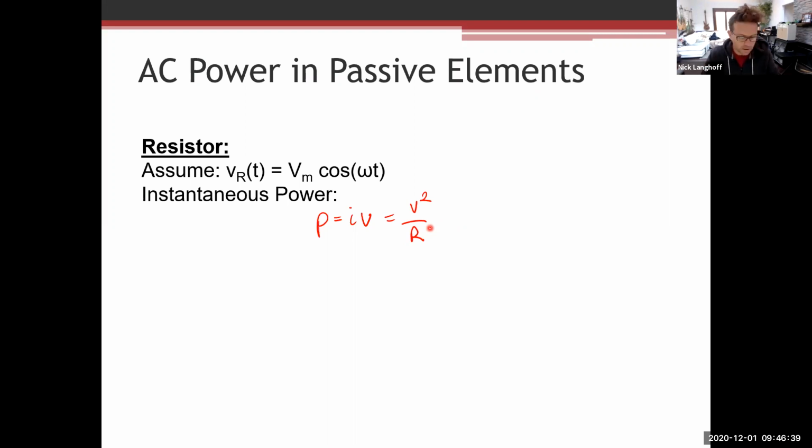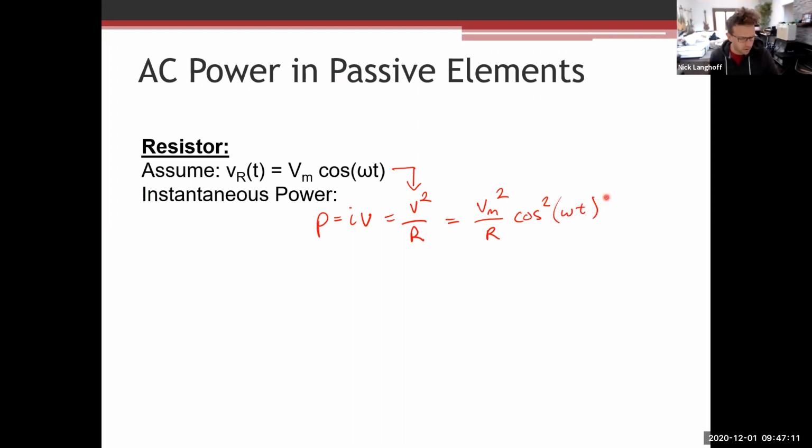And remember, that's another flavor of the power relationship: v squared over r, right? So we can then plug this sinusoid into the voltage. We get Vmax squared divided by r times the cosine squared of omega t.